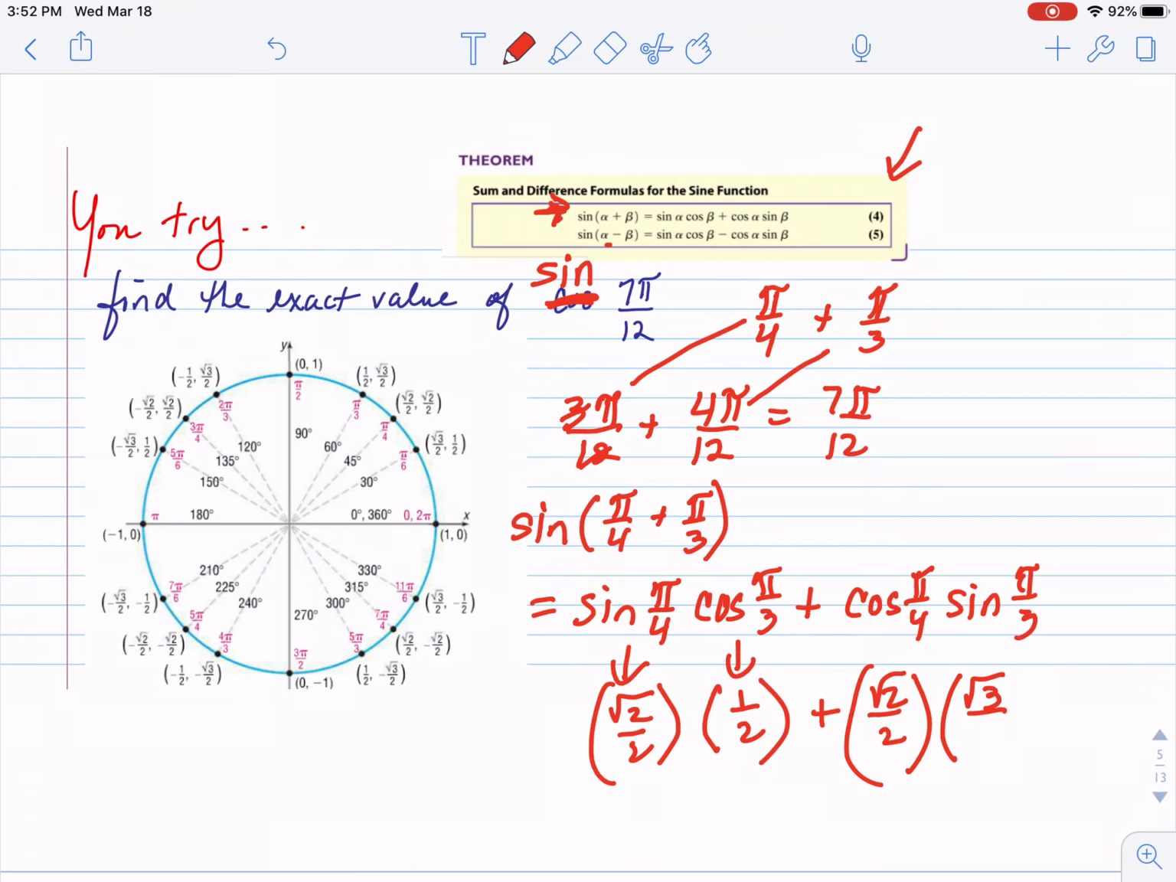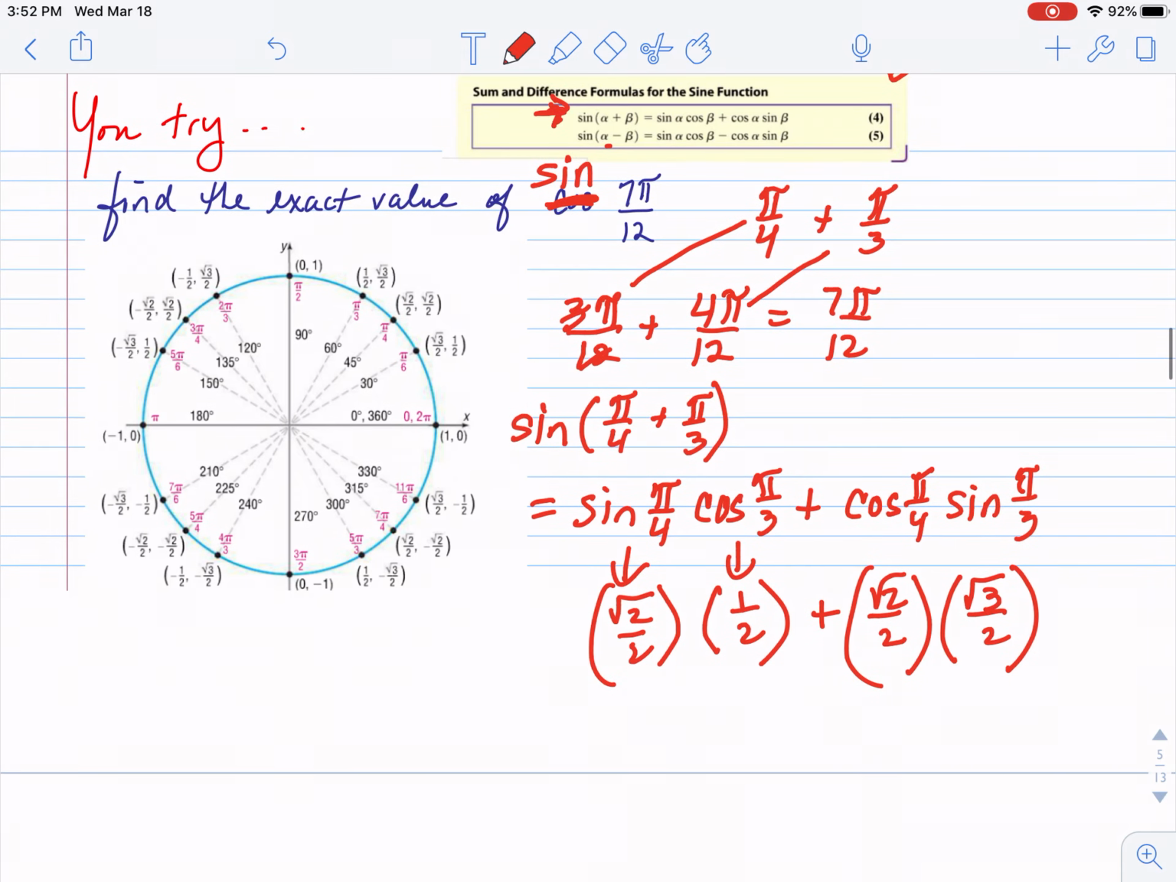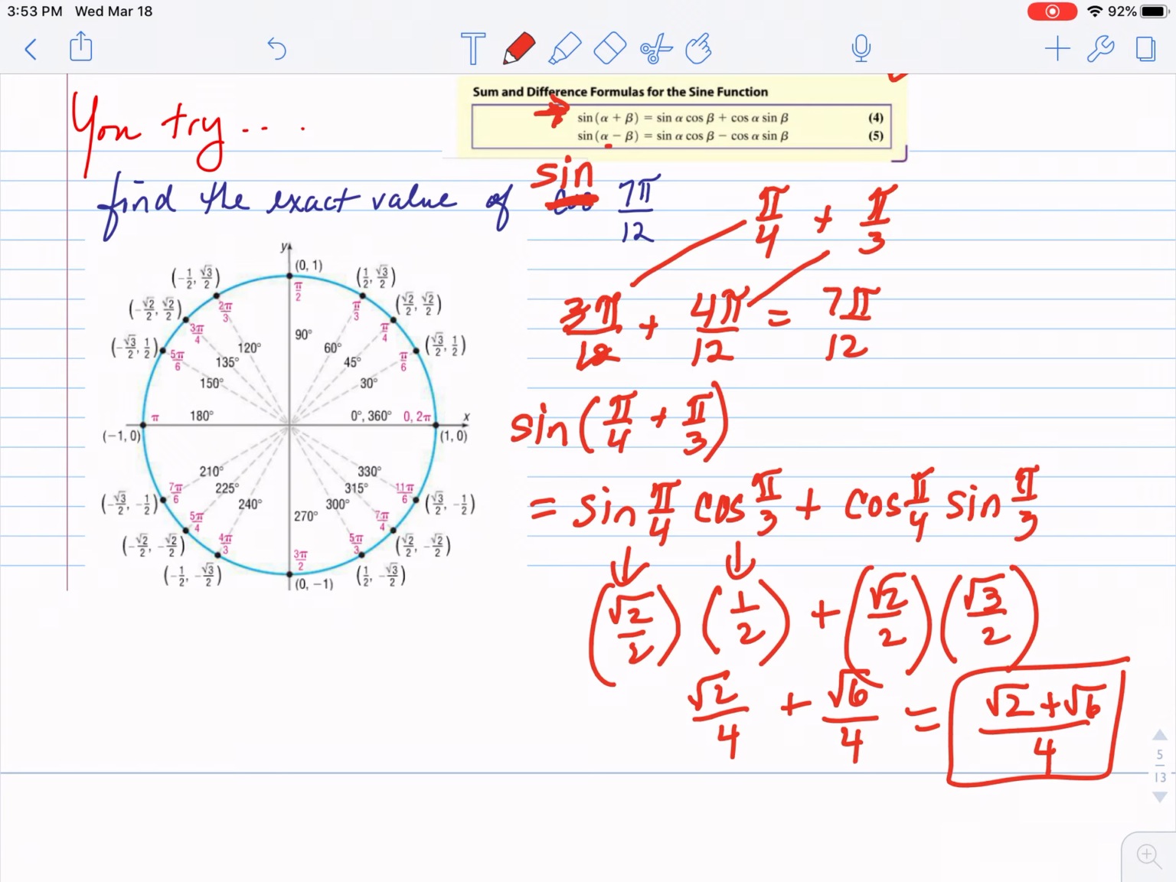I'm sorry, I'm going really fast. I'm trying to keep this video short, so you guys should go back and rewind if you need to. So now I'm going to just finish this. Rad 2 times 1 is rad 2. 2 times 2 is 4. Rad 2 times rad 3 is rad 6. 2 times 2 is 4. I add those up. I get rad 2 plus rad 6, all of that over 4. And that's your answer. Cool.